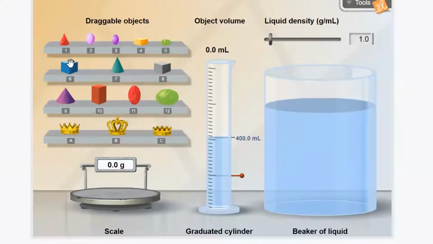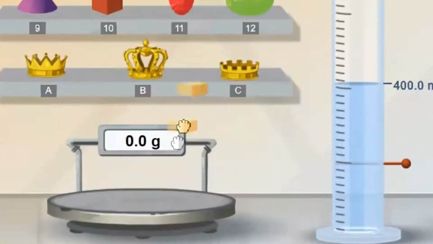Okay, so let's take an example. Let's take this object right here, which is kind of gold colored, and we'll put it on the scale. 134.8 grams. So if you were choosing that object, number 4, you would record that mass.